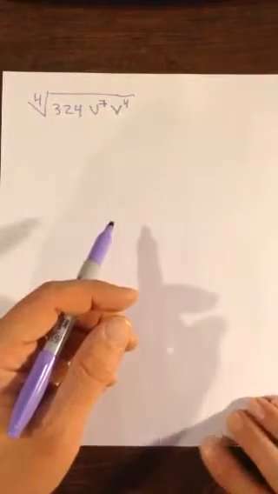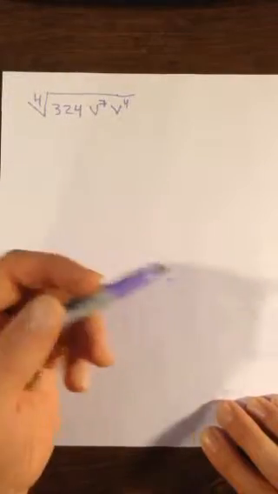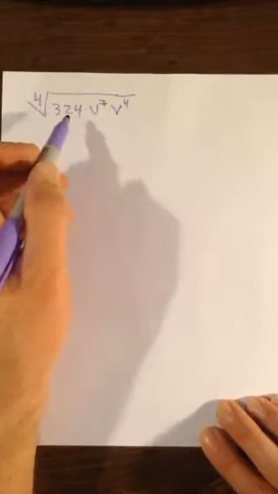Okay, let's simplify this radical. It's a fourth root, so it's a little more work. I'll just do it all out so you can see all the steps here. Step 1, look at that 324. We're going to try to get a fourth root out.